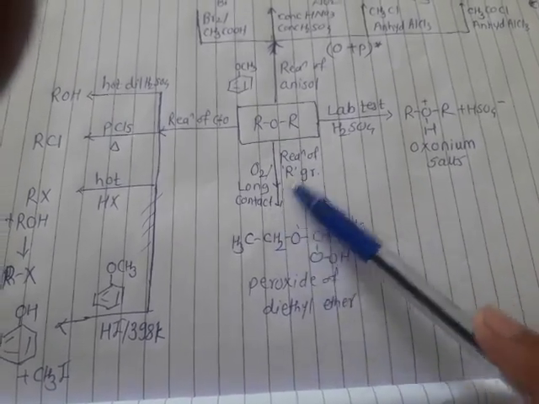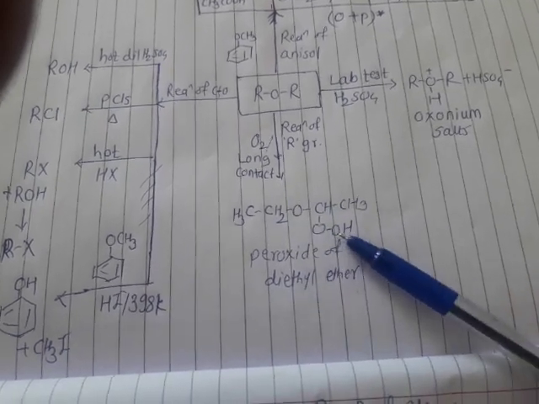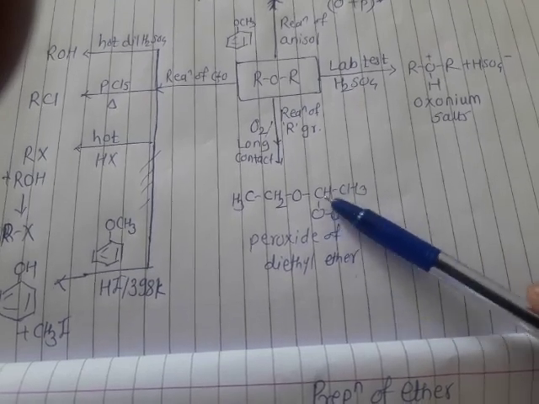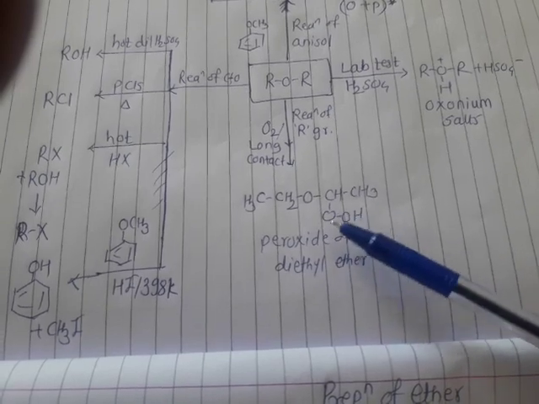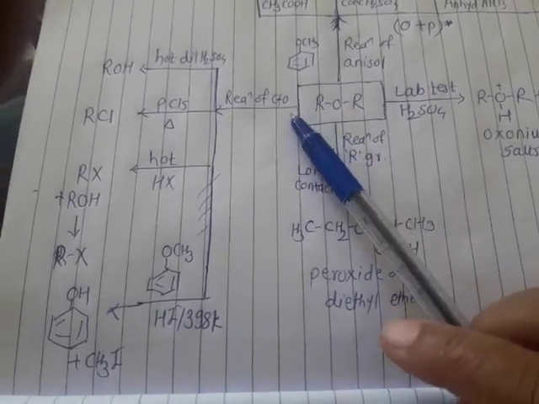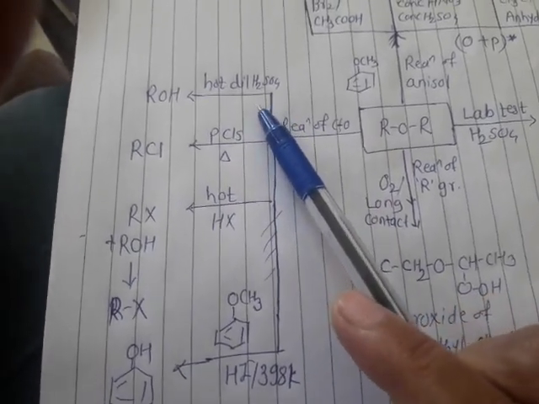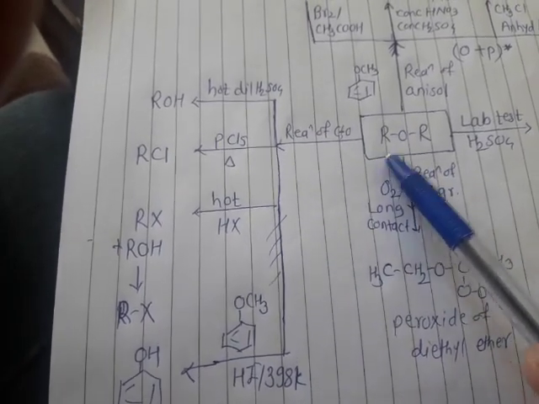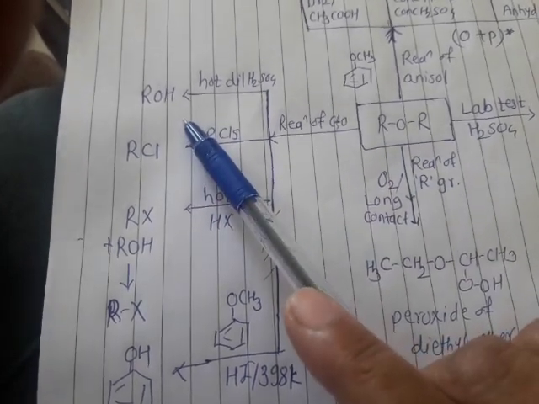So it is oxidation. When ether comes in contact with air for a long time, then we get peroxide. That oxygen is introduced between carbon and hydrogen. Example I have shown, that is peroxide of diethyl ether. Next one is reactions where there is breaking of the C-O bond. So it is heated with dilute H2SO4. We call it hydrolysis. This R-O bond breaks and water is added across this R-O bond. So we get 2 moles of alcohol.